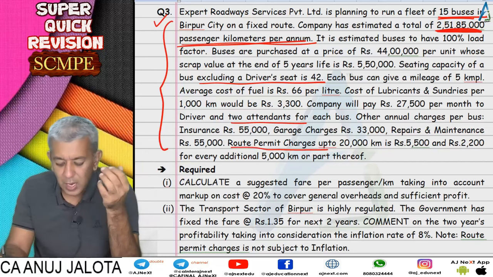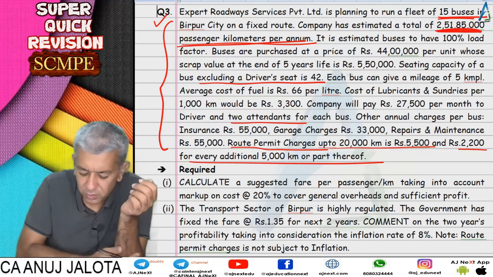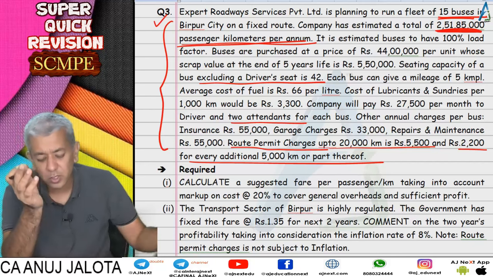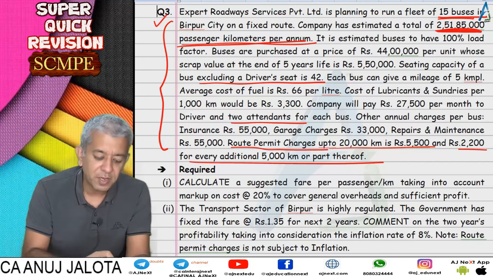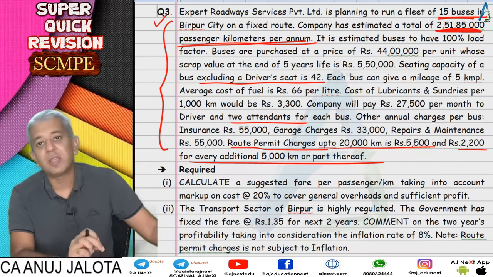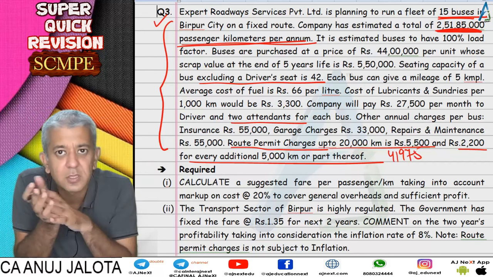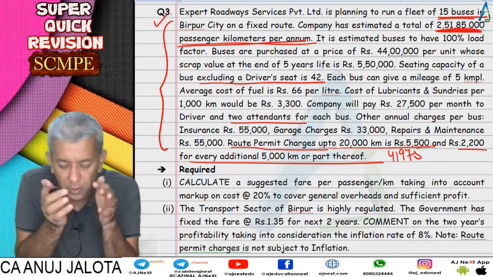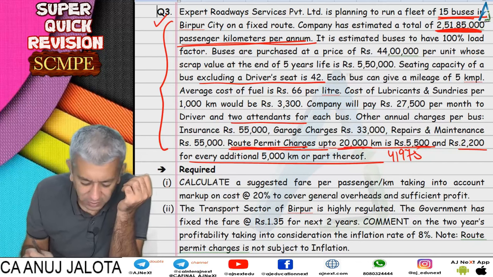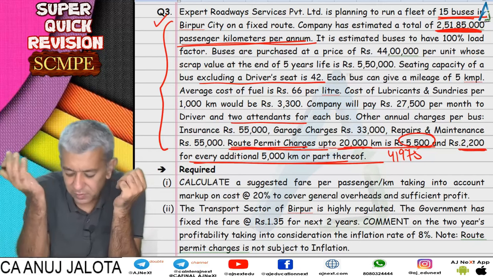Route permit charges up to 20,000 kilometers is 5,500. And 2,200 for every additional 5,000 kilometers or part thereof. I guess the number of kilometers, 251,85,000 divided by 15 divided by 40 had come to 41,975. So therefore, these were number of kilometers for one bus for the entire year. Now, based upon this, you had to be computing route permit charges. So up to 20,000 kilometers, it was 5,500. So 5,500 in any case was there. And 2,200 for every additional 5,000 kilometers or part thereof.